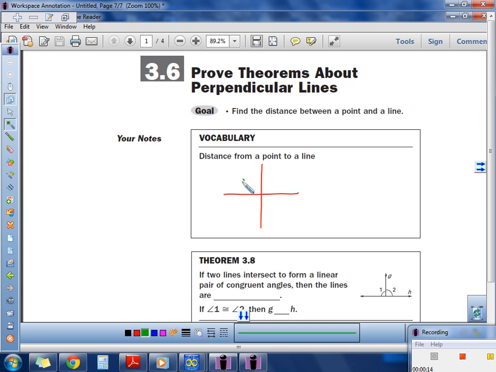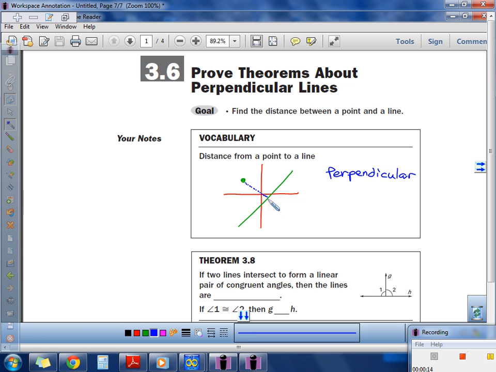Instead, you would see it as this. Here's the point, here's the line. You need to see it as this distance. What do you notice about the blue line compared to the line? Yeah, they're perpendicular. The key thing is they are perpendicular. You want the perpendicular distance. Really, all I need to do is figure out the length of this piece.